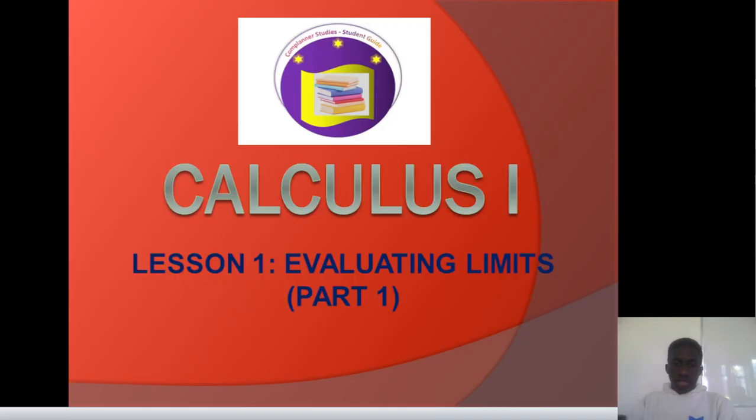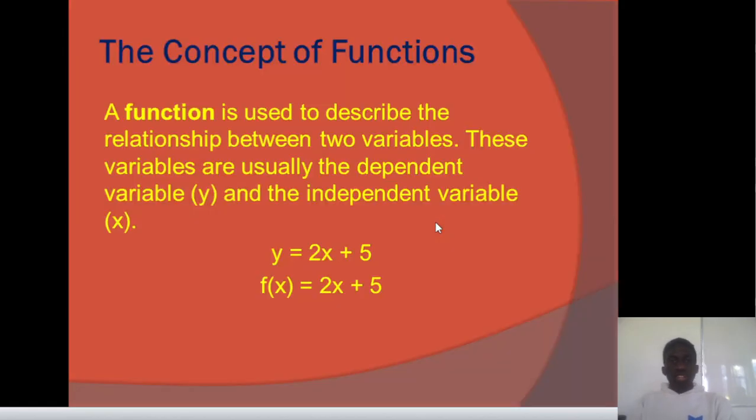We are looking at how to evaluate limits, and there will be two videos actually. This is part 1. So first of all, let's start with the concept of functions. We want to define what a function is. And a function is used to describe the relationship between two variables.